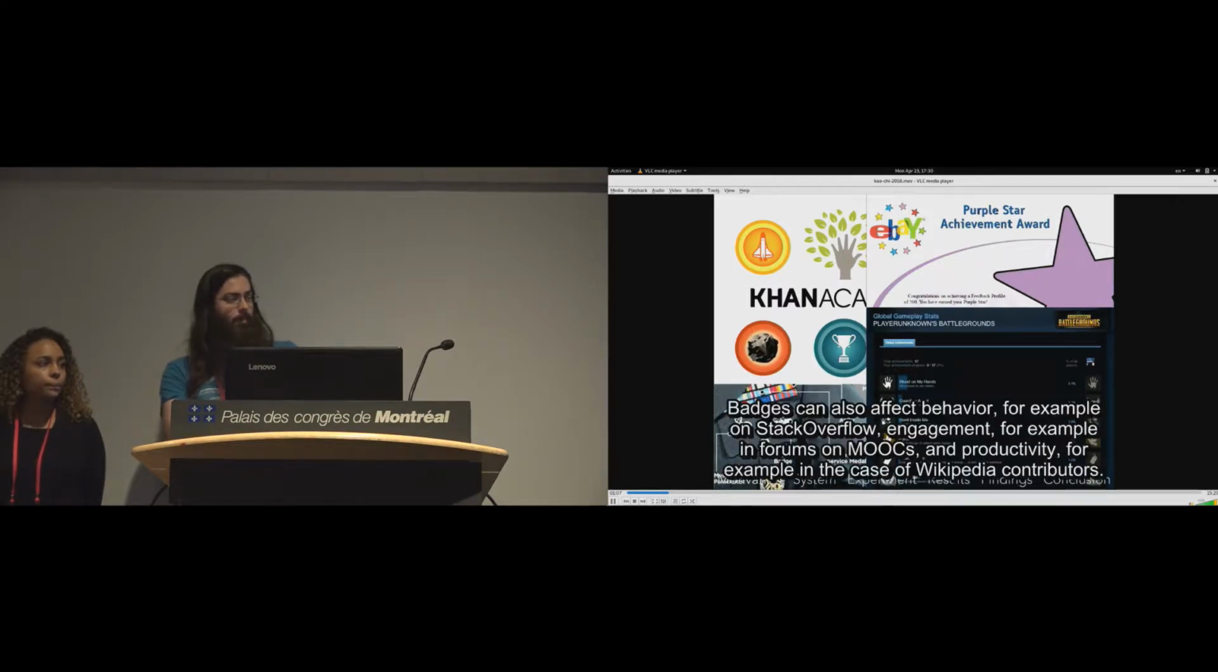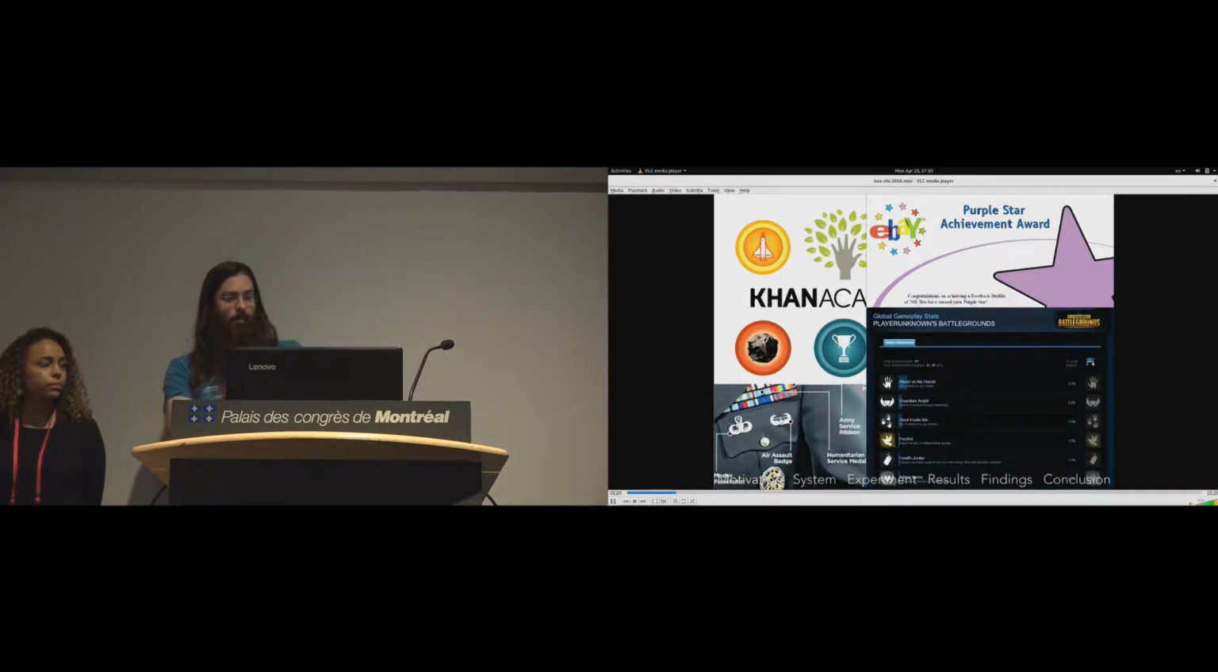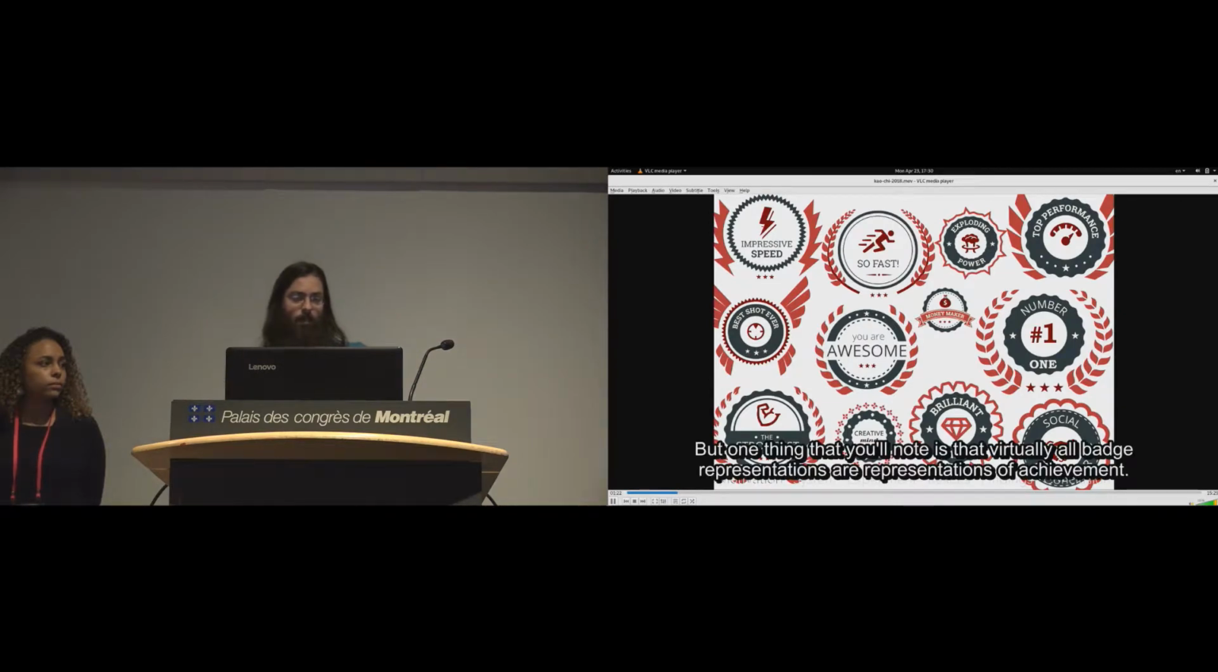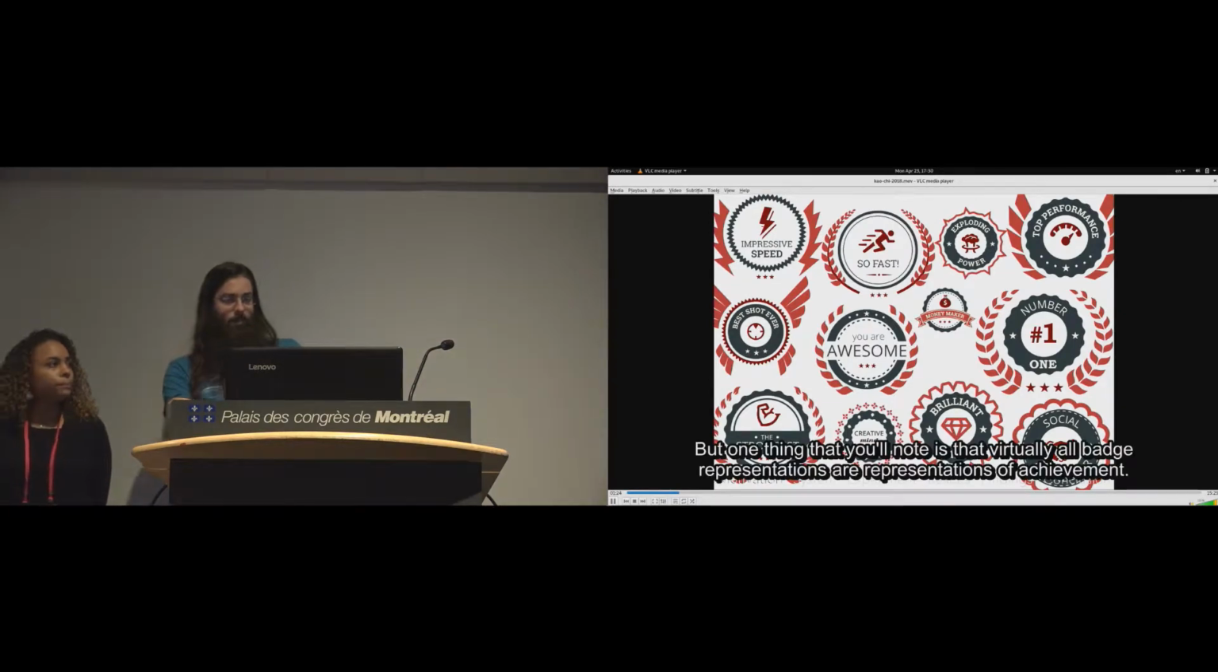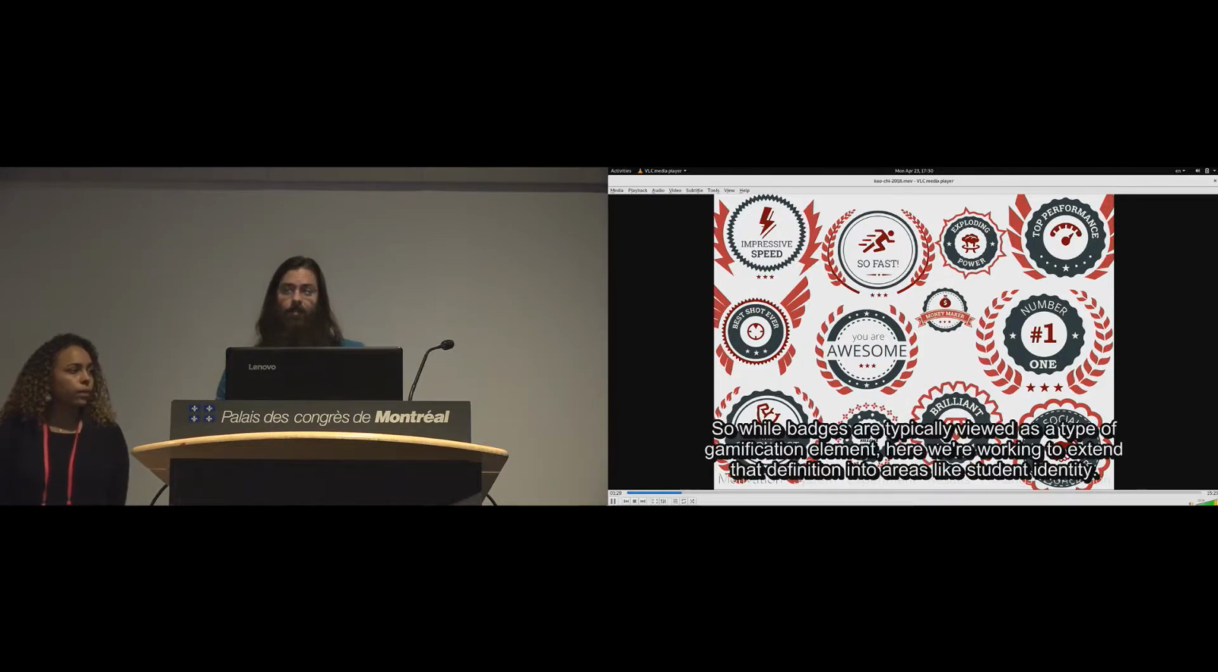Badges can also affect behavior, for example, on Stack Overflow, engagement, for example, in forums on MOOCs, and productivity, for example, in the case of Wikipedia contributors. But one thing that you'll note is that virtually all badge representations are representations of achievement. So while badges are typically viewed as a type of gamification element, here we're working to extend that definition into the areas of things like student identity.